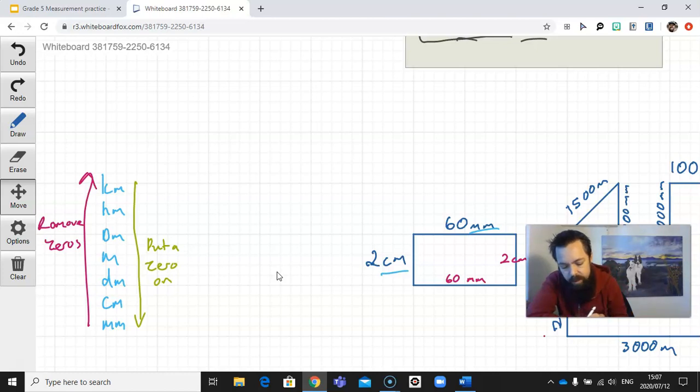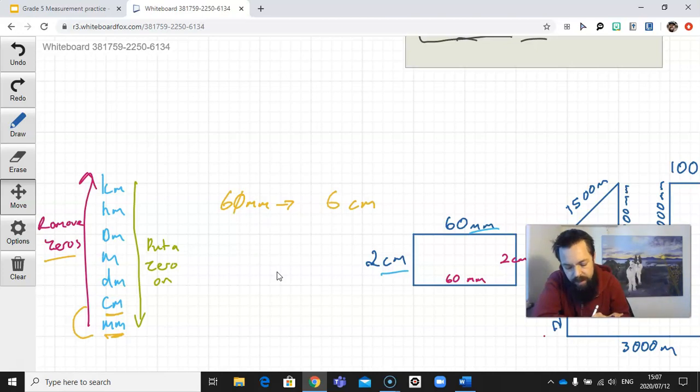Let's see, what do we need to convert before we start? We've got 60 millimeters, and we need to make that into centimeters. So what are we doing? We're going from millimeters to centimeters. So we're going up one level, and we're removing zeros. We're going to take one zero away, and we've got 6 centimeters.